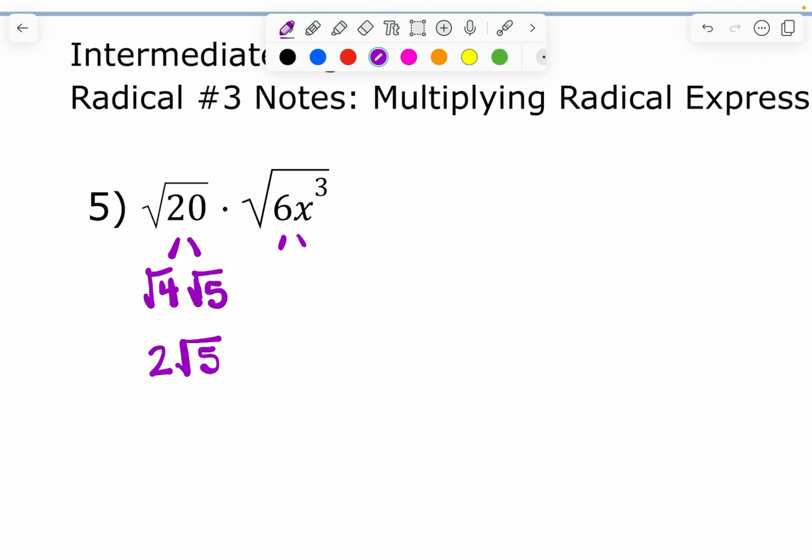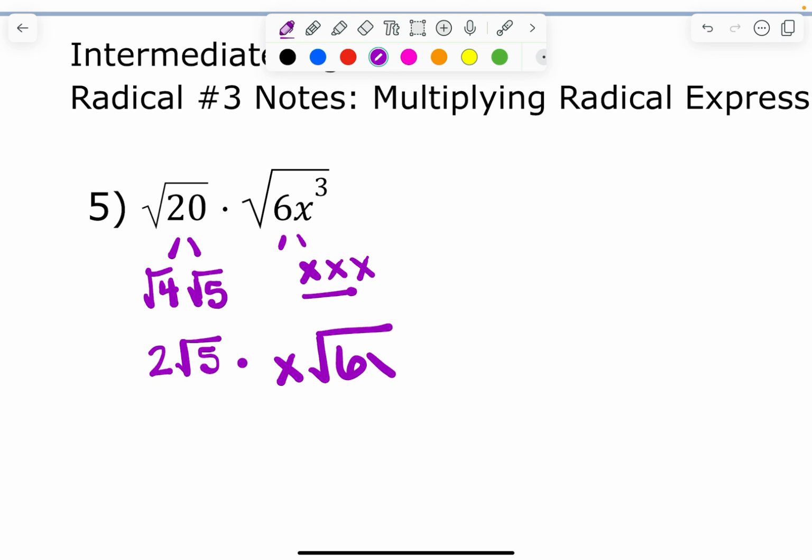I'm going to carry down that multiplication sign. Square root of 6 I can't do, but I know that x to the third means I have 3 x's, which I can create a pair from, and the pair is going to come out front as 1. And then I'm still going to have square root of the 6 underneath and the lonely x underneath.